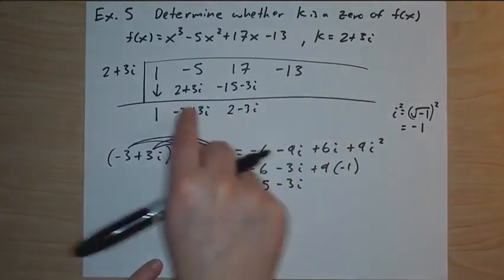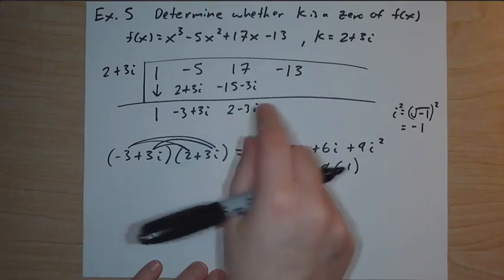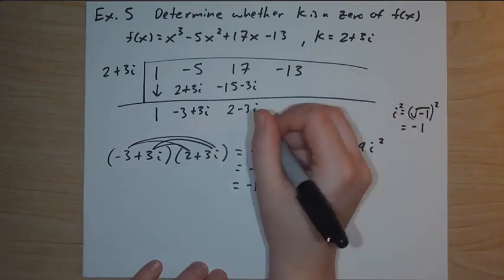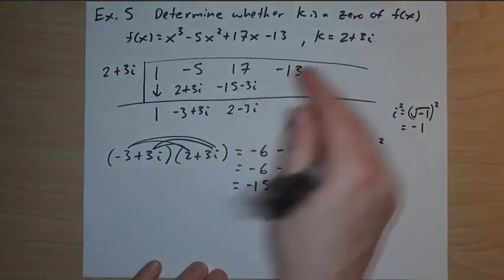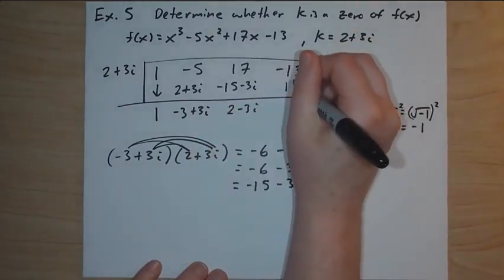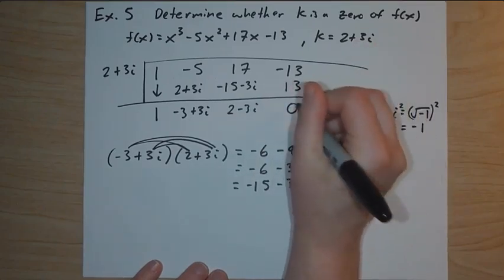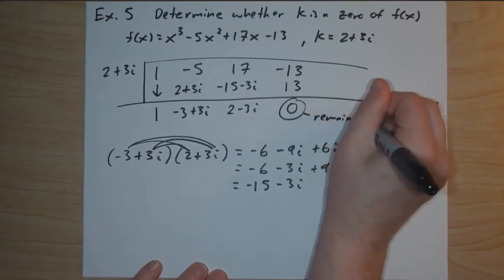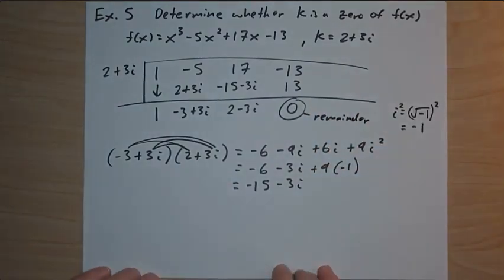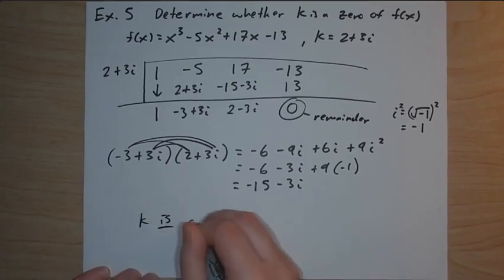And then if we multiply 2 plus 3i times 2 minus 3i, those two things are conjugates. So we know that the imaginary part will actually cancel, and if you multiply them together, just like we did here, you'll get positive 13. Negative 13 plus 13 is 0. This is the remainder. And because our remainder is 0, we know that k is a 0 of f of x.